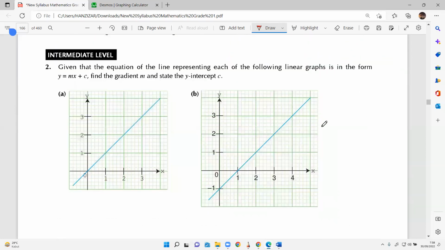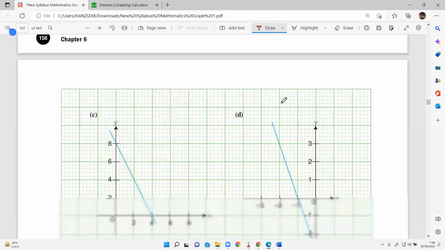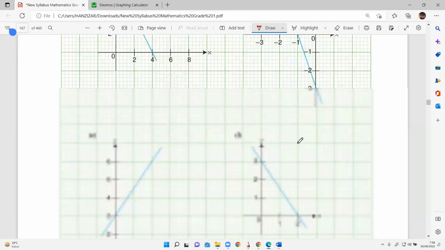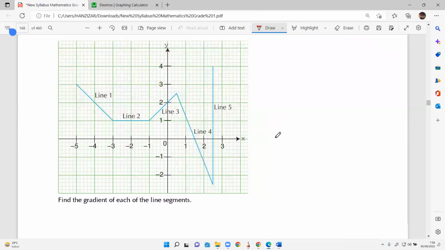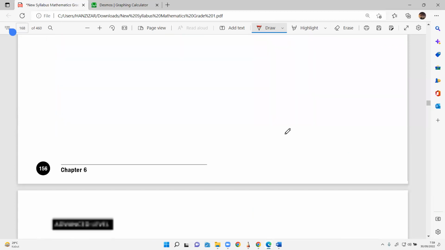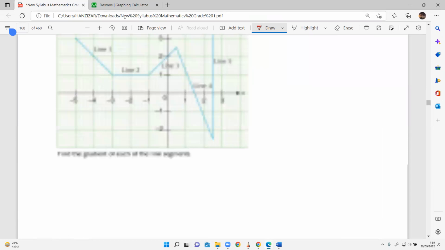Okay, now the homework is number 2, 3, and 4. Okay, to all. Oh no, to all numbers. That's all for the homework.